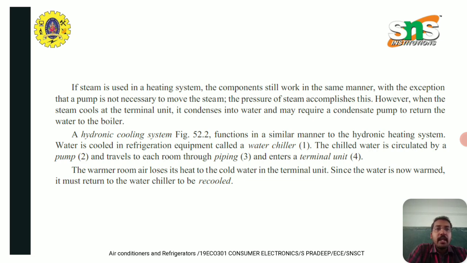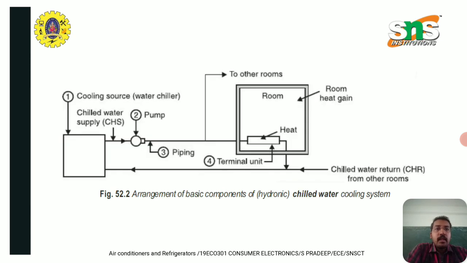The warmer room air loses its heat to the cold water in the terminal unit. Since the water is now warmed, it must return to the water chiller to be recooled. This is the arrangement of basic components of a chilled water cooling system.